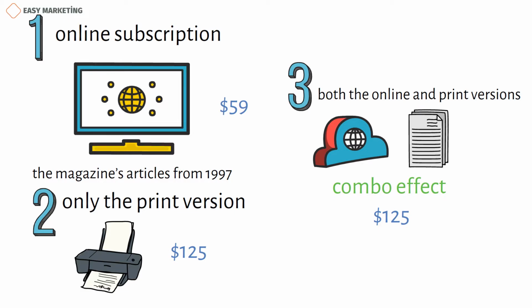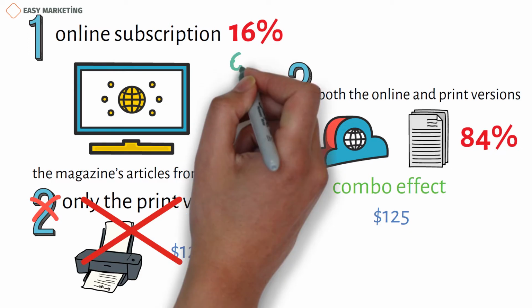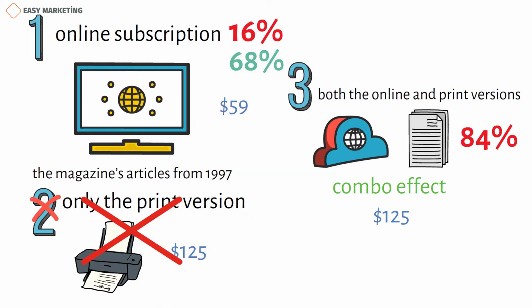In Dan Ariely's first experiment, the magazine is presented to the students as an ad. The results were as follows. Only 16% of the students chose the first option, the other 84% chose the combo option. Nobody chose the second option, which is only the print version. Seeing this, Dan canceled the second option in the second experiment. The results were very interesting. During this test, 68% of the students chose the first option, the subscription to the online version of the magazine, while the remaining 32% chose both the print and online subscriptions.